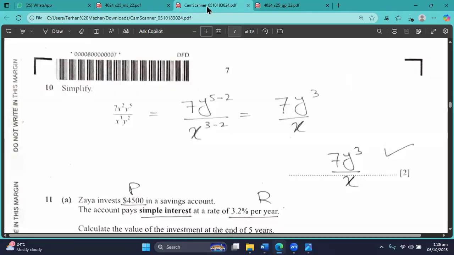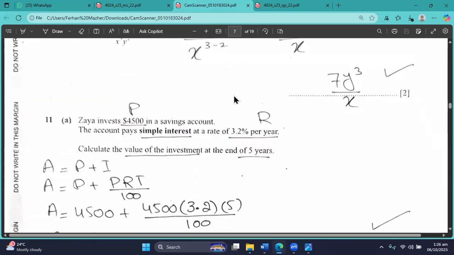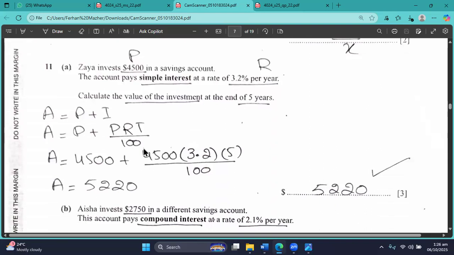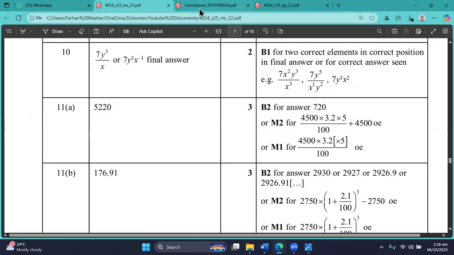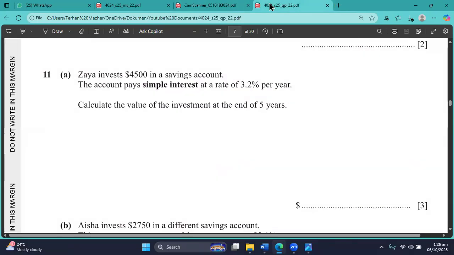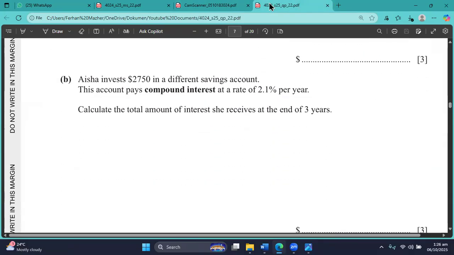Very simple. Amount is equal to the principal plus the interest. And you know the simple interest is PRT divided by 100. So the amount will be equal to P is 4,500 plus 4,500 into rate 3.2 into years 5 divided by 100. When you do this calculation, the answer is $5,220. This is how we have done this. And let's go to the next part. Question number 11, and it's B part.